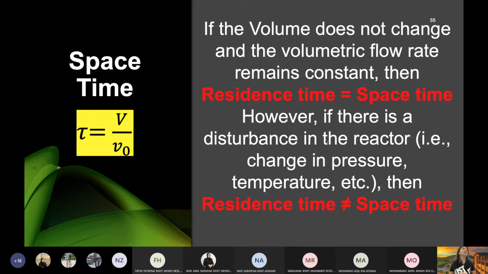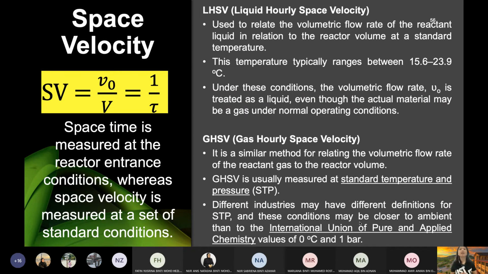Okay, sebab tu dia kata if the volume does not change and the volumetric flow rate remain constant, residence time sama dengan space time. However, if there is a disturbance in the reactor, change in pressure, change in temperature, so on and so forth, therefore, residence time tak sama dengan space time. Sebab tu nanti dalam lab report, kamu tengok, kamu akan kira berdasarkan bacaan yang sebenar. Sebab tu dia menjadi residence time. Kalau kamu kira berdasarkan yang original yang kamu set, that becomes space time. Done on residence time and space time.